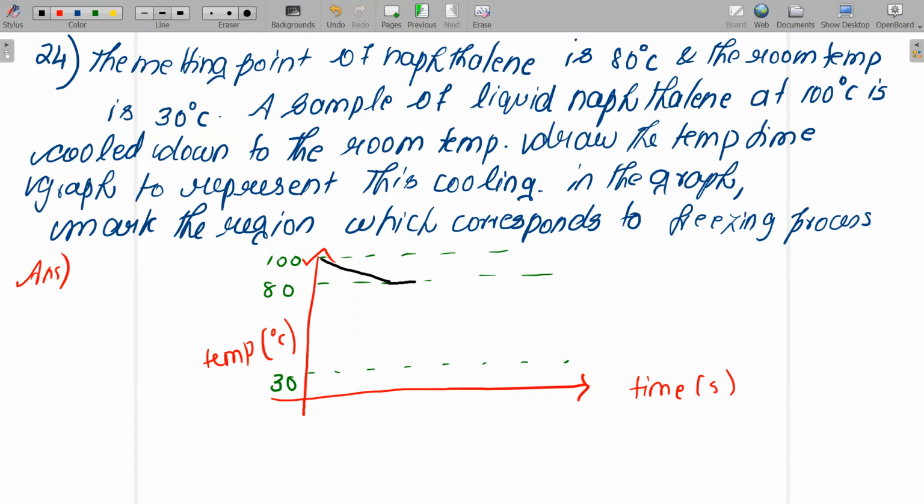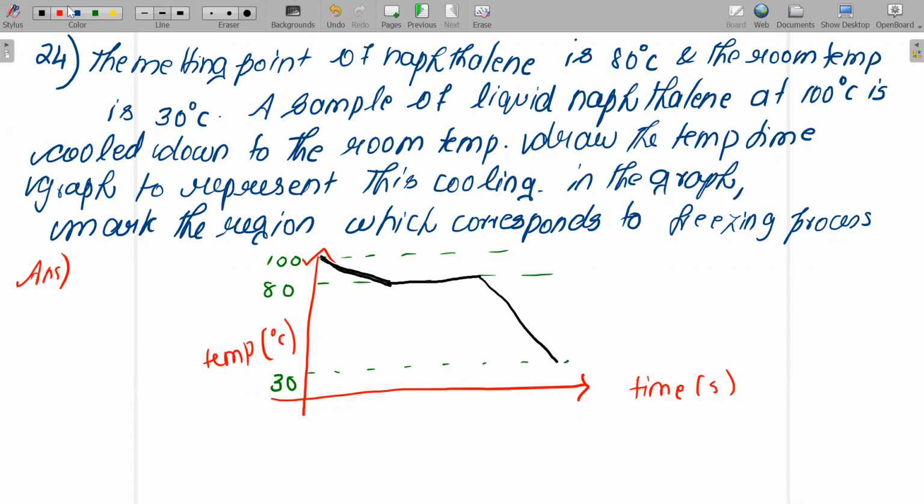Freezing will be happening. It will go like this. Am I right? Then it will come to freezing, and finally it will come to room temperature, right? Like this, the graph will come. Am I right, children? Children, listen carefully.